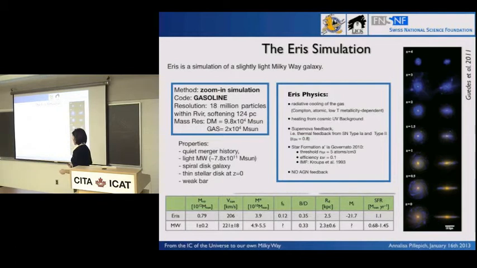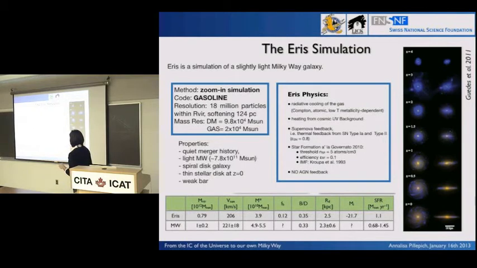I have to stress that Eris is considered the highest resolution simulation available nowadays, including baryons, and still we are an order of magnitude less resolved than Aquarius and Via Lactea. And this is a trouble, and it gives me really headaches.